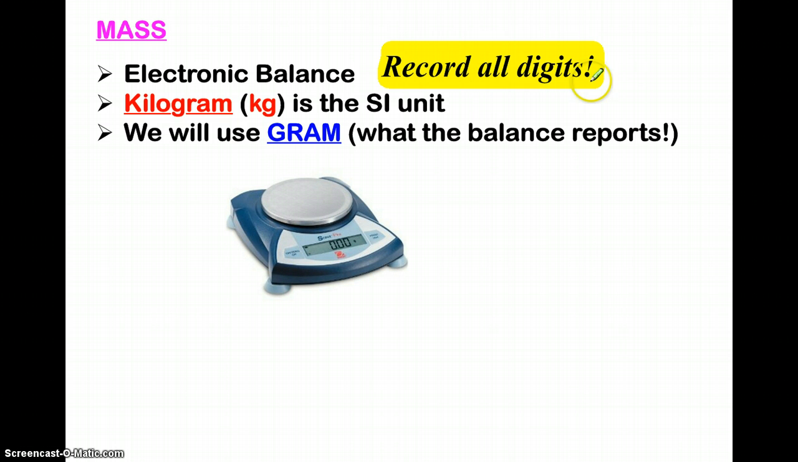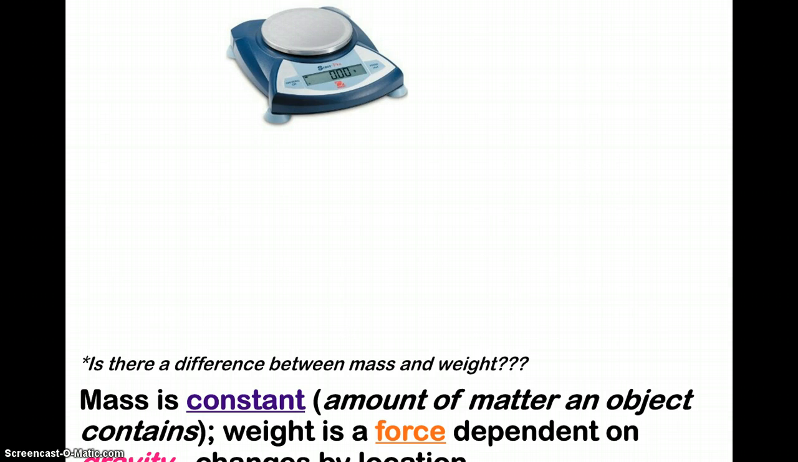We record all of the digits on the scale. We don't ever eliminate them. Even if the last digit is a 0, we write it down. And we know that's important now because of our sig figs. The kilogram is the SI unit, but our scales report the grams. We don't, again, do any experiments in chemistry class that requires a kilogram worth of stuff.